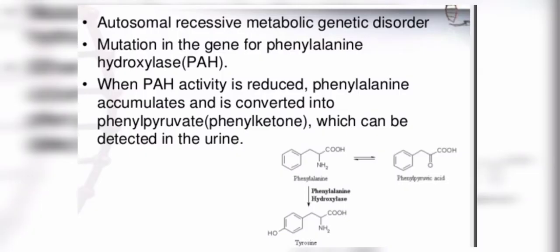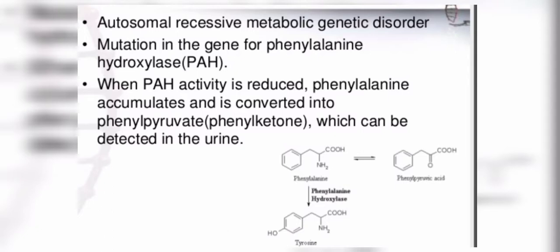Now let us learn another example for pleiotropy, that is a genetic disorder, phenylketonuria. Phenylketonuria is an autosomal recessive disorder. Autosomes are those chromosomes which have the genes which code for the vegetative characters in your body, and there are 22 pairs of autosomes in our body. Autosomal recessive disorder means two copies of an abnormal gene must be present in order for the disease to develop. That means it should be in a homozygous condition.